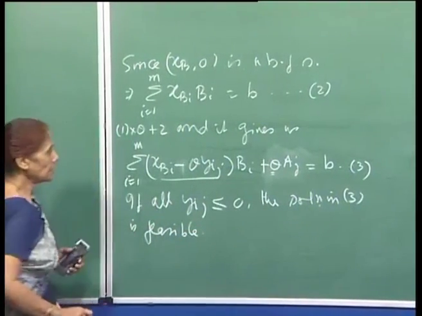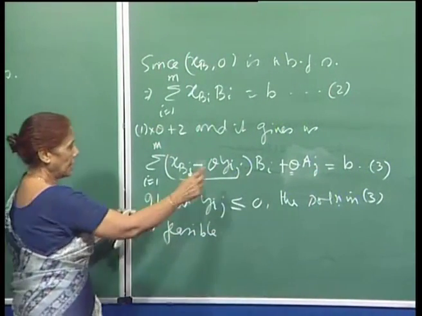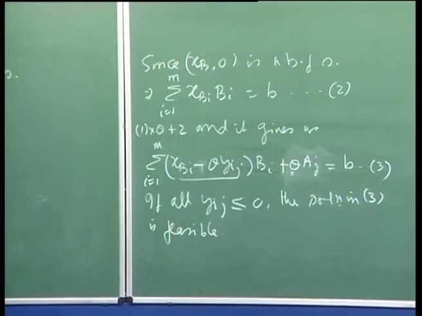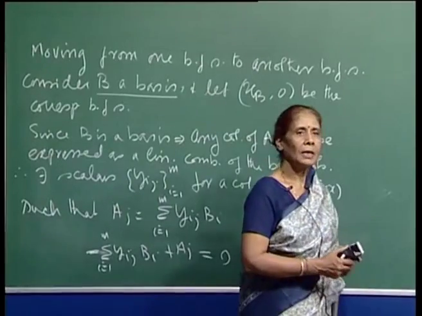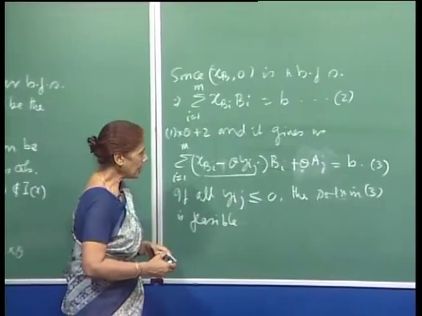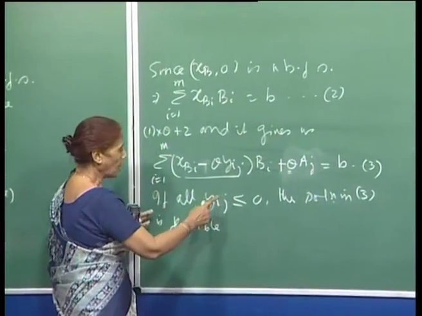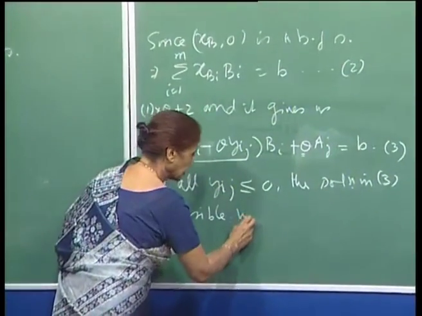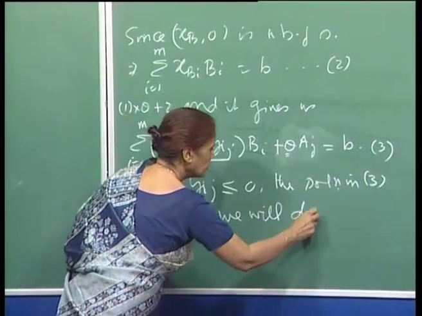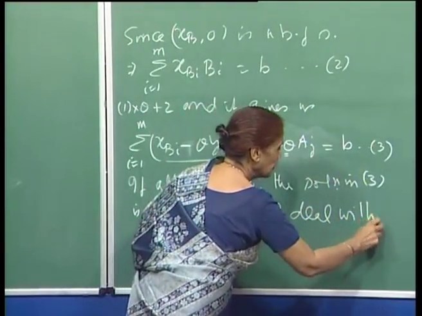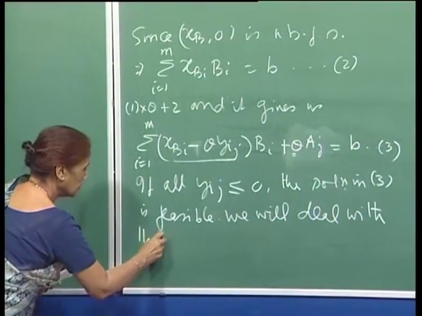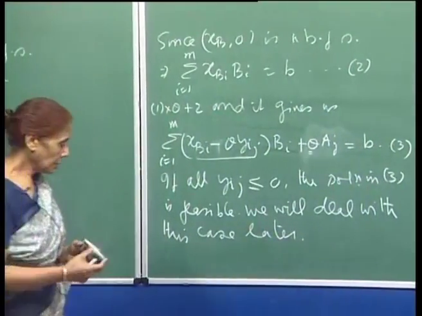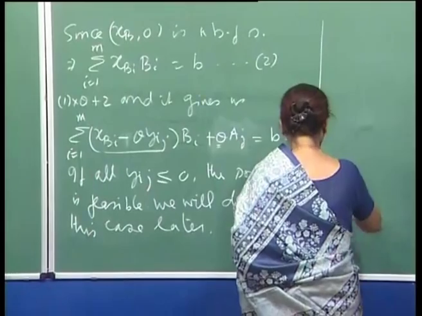It cannot be a basic feasible solution. Why? Because I have m columns here and I have another column here. So, the total number of columns is m plus 1. Since the rank of the matrix A is m, it follows that m plus 1 columns cannot be linearly independent. Therefore, if all yij's are less than or equal to 0, the solution in 3 is feasible, right. We will deal with this case later.